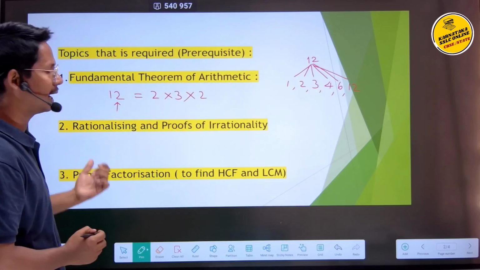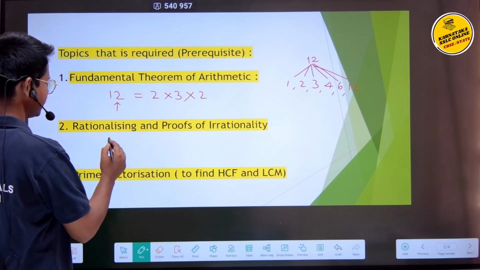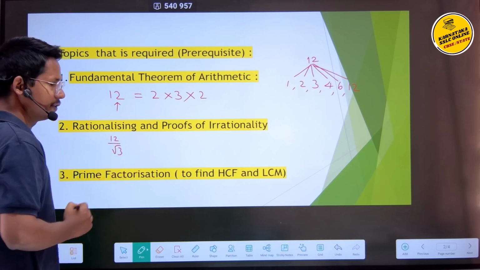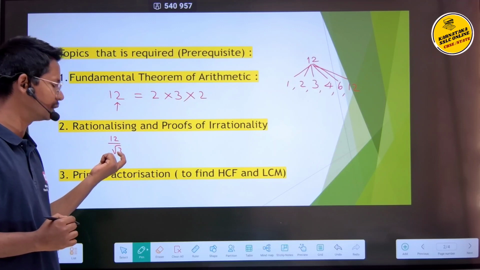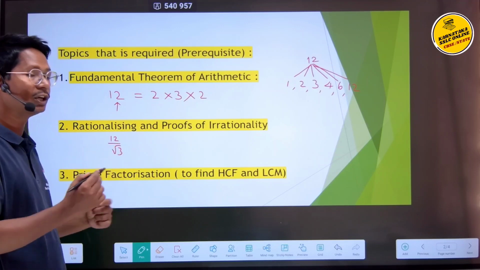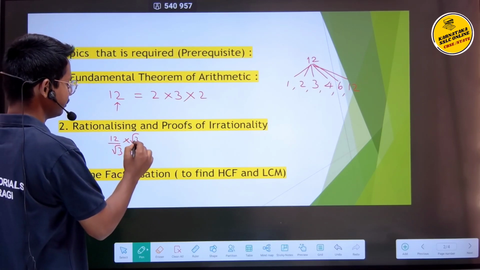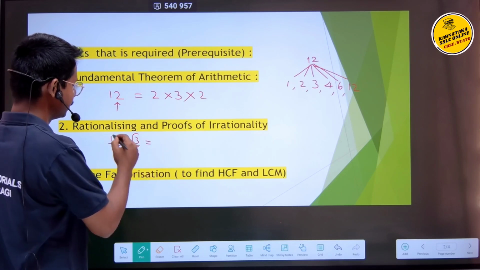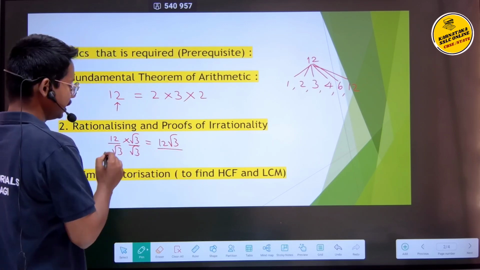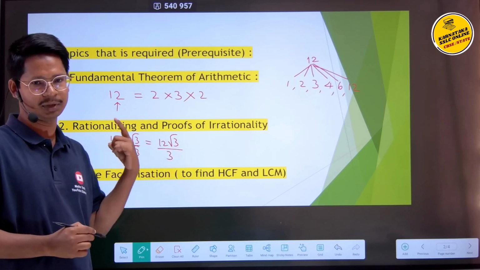Now second one, rationalizing. See, consider there is a fraction, 12 by root 3. Okay, it is a fraction. In this fraction you can see the denominator is irrational. So you need to convert this irrational into rational by rationalizing. What you can do, just multiply it with root 3 on both the sides. So numerator becomes 12 root 3, denominator becomes root 3 into root 3, which is 3. So this irrational root 3 has become a rational number 3.